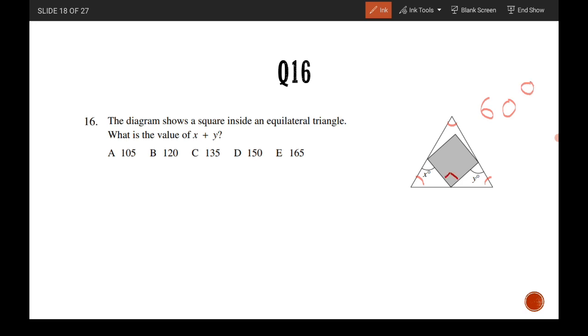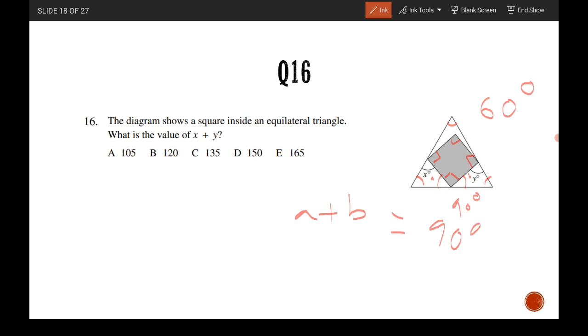All of the angles in a square are right angles and are 90 degrees. Angles on a straight line are 180 degrees, so the sum of these two angles here, which I'll label A and B, is 90 degrees.